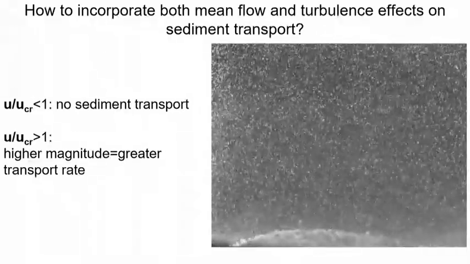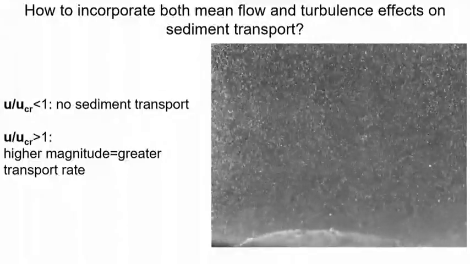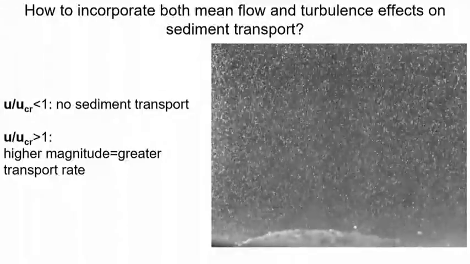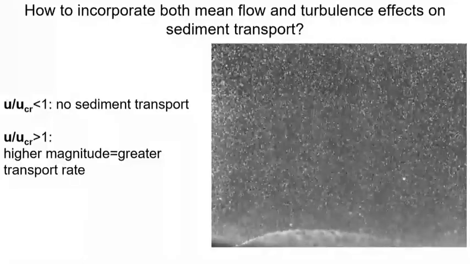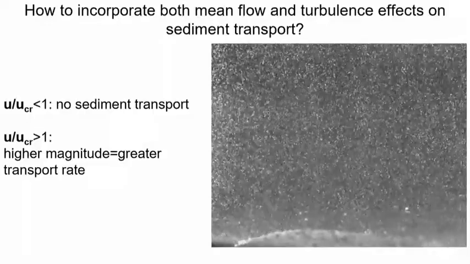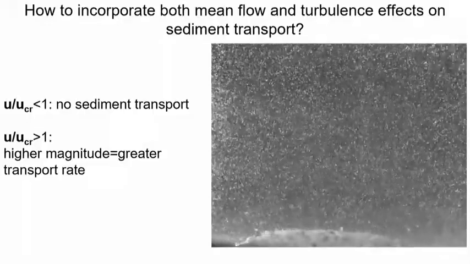So in this case, when the applied velocity in a given location is less than the critical, there's no sediment transport because you can't pick sediment up off the bed. And when that ratio is higher than 1, that means you have sediment transport. A greater value of that ratio means you have more sediment transport.